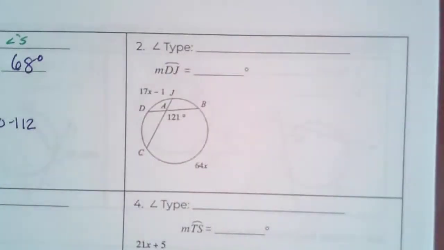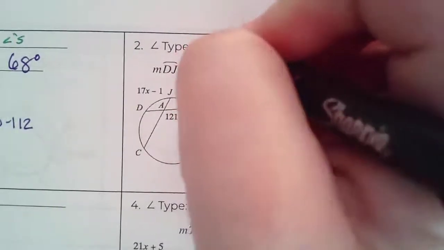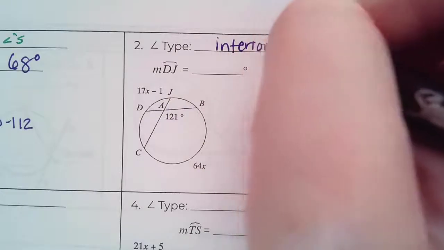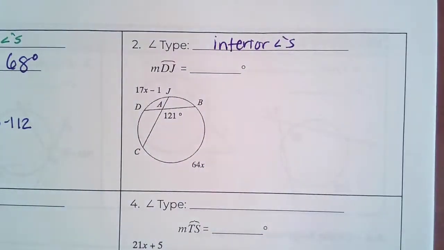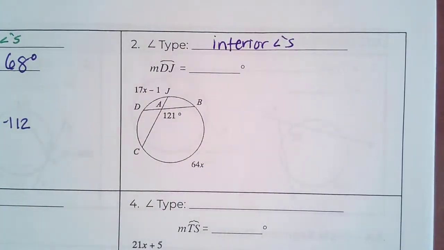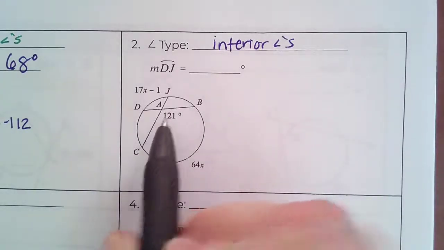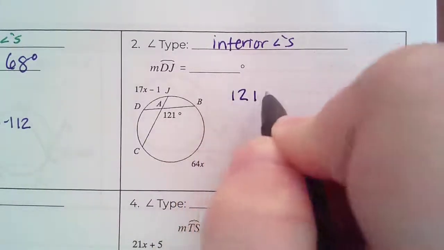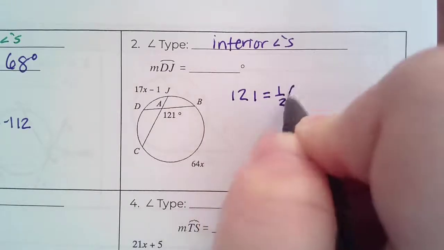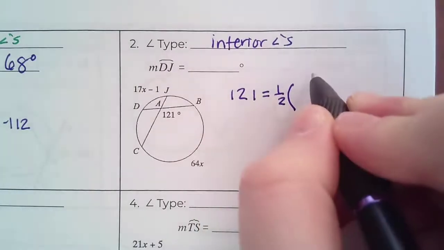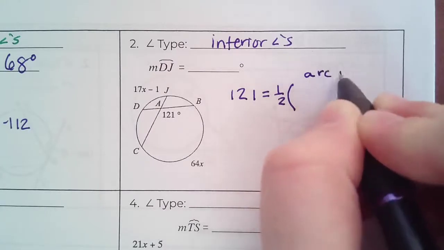So these angles are inside my circle. They are not passing through the center though, so these would be called interior angles. So angles on the inside equals 1/2 times the sum of your arcs. So this angle on the inside, 121, equals 1/2 times, and I might even just write above it, arc plus arc.